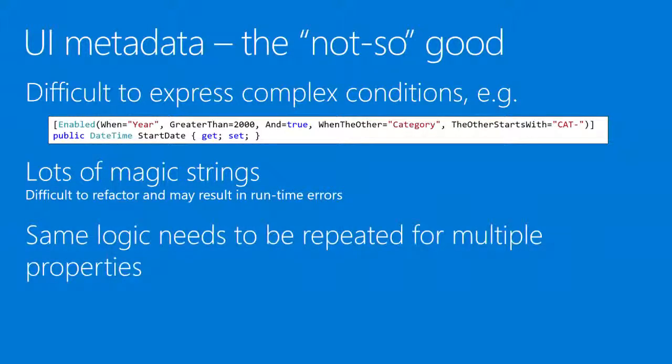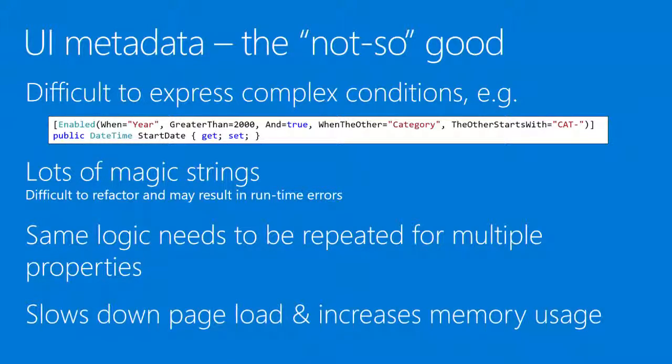And if you have the same condition you want to apply to multiple properties, you have to copy and paste that multiple times. And if you want to refactor the condition, you have to remember to refactor them multiple times. Finally, but not least, you saw the for loops that run at page loading time. So it will slow down the page load, increase the CPU usage, increase the memory. So it reduces your performance.